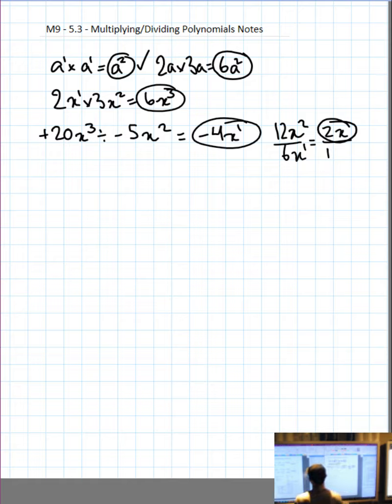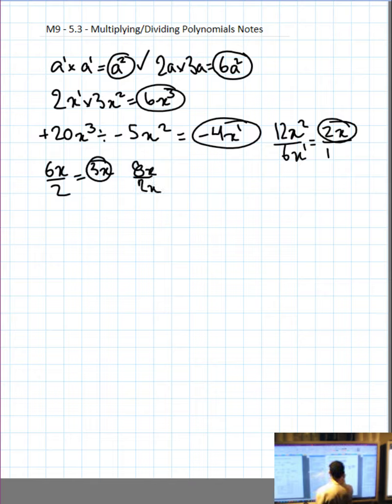More examples down below. 6x over 2 equals 6 divided by 2 is 3x. 8x over 2x. Well, 8 divided by 2, start off with an over. 8 divided by 2 is 4. X divided by x is gone, is 1. The answer is just 4.